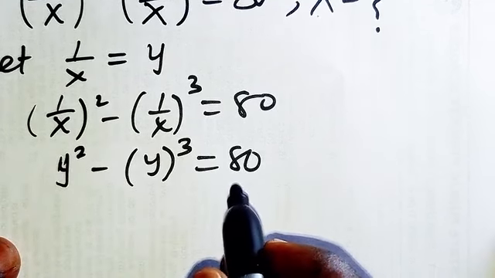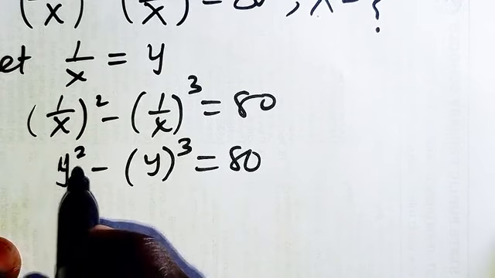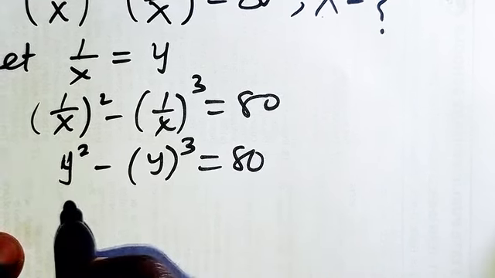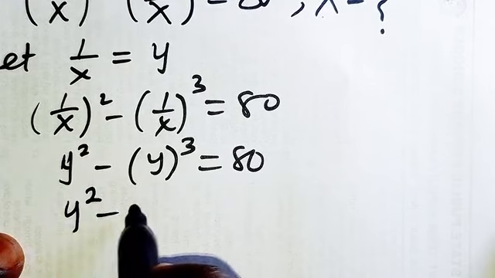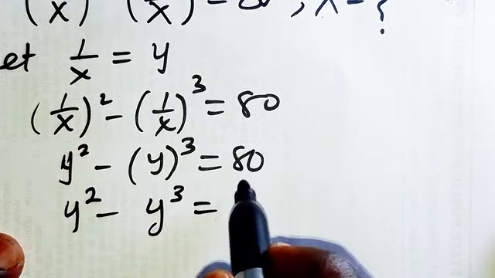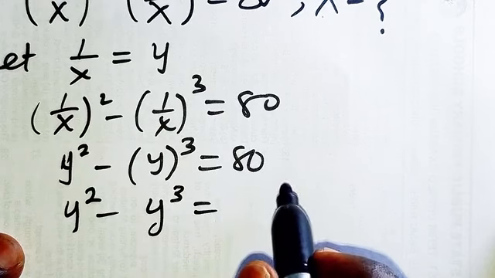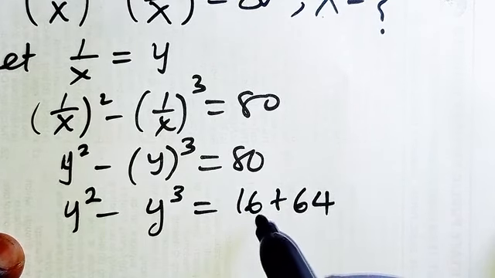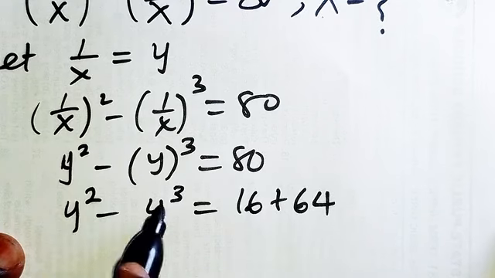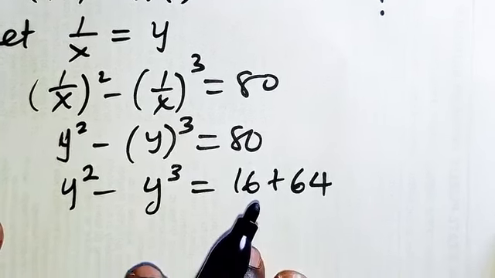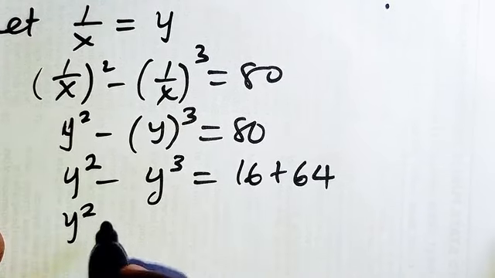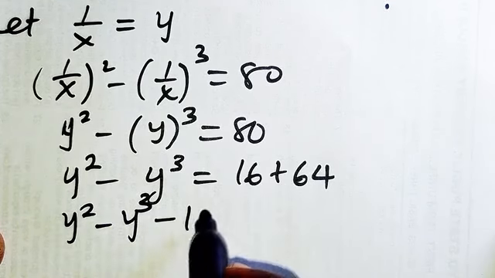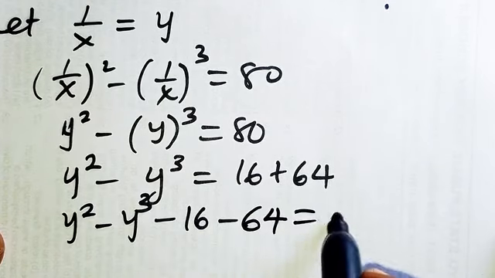What I'm going to do here is try to write this 80 in a suitable form, because I have y to power 2 here and y to power 3 here. You have y squared minus y to power 3 equals, now this 80 can be split as 16 plus 64, so that I can express the two of them in terms of power 2 and power 3. Let me transpose these two to the left-hand side. I'm going to have minus 16 minus 64 equals 0.